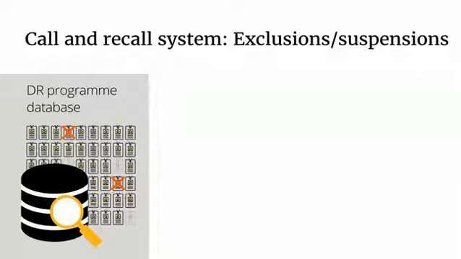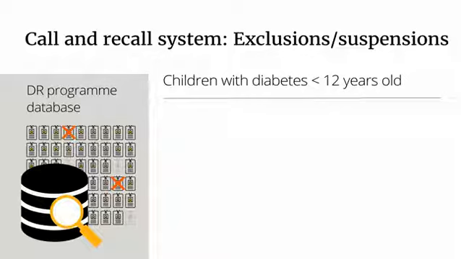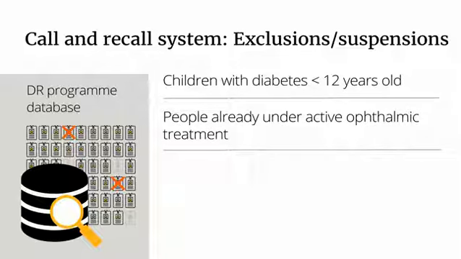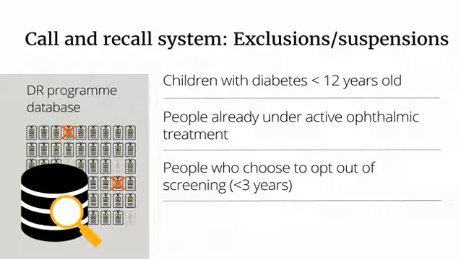Reasons for suspension from the database include children with diabetes under the age of 12 are at extremely low risk and don't require screening. People already under active ophthalmic treatment. They are returned back to the screening program once treatment is completed. People who choose to opt out of screening. For example, medical treatment for another condition can mean someone doesn't feel able to attend screening. A time limit of up to 3 years should be set for the opt-out.